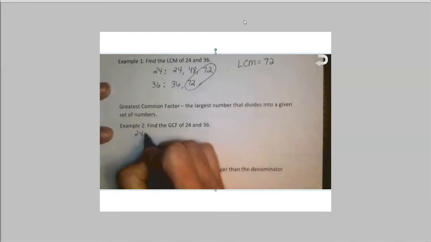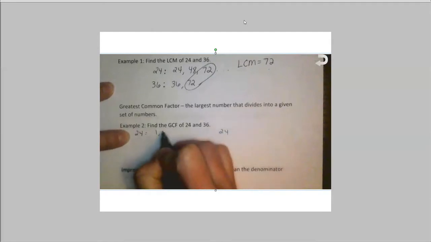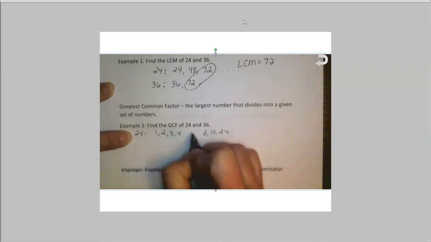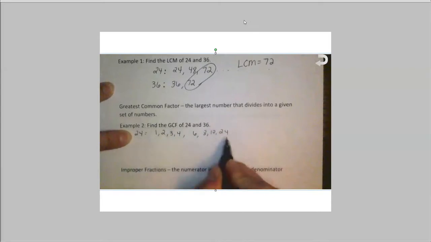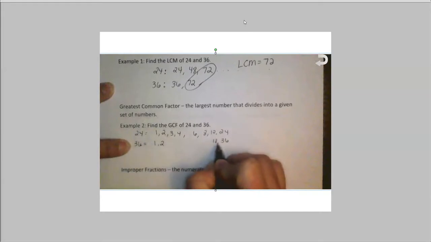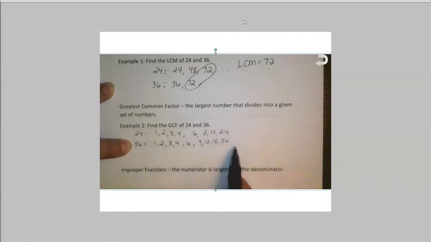But I know that 24 is 1 times 24. It is 2 times 12, 3 times 8, 4 times 6, and 5 won't go in. So those are all the factors of 24. 36 is 1 times 36. 2 times 18, 3 times 12, 4 and 9, and then 6 times 6. So those are all the factors of 36.